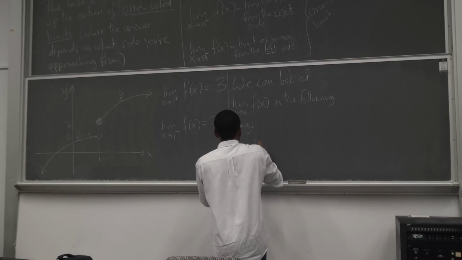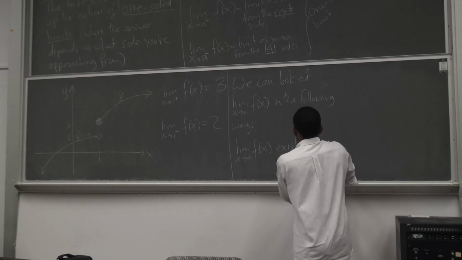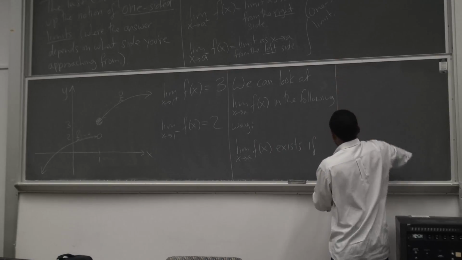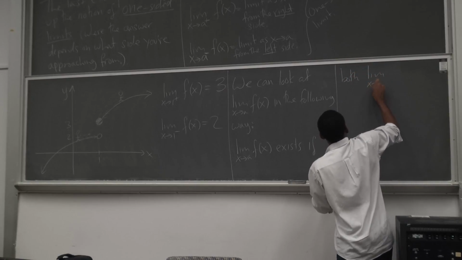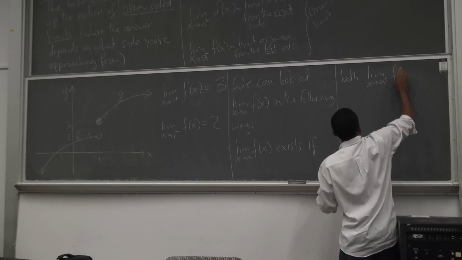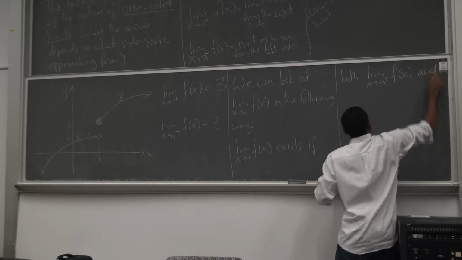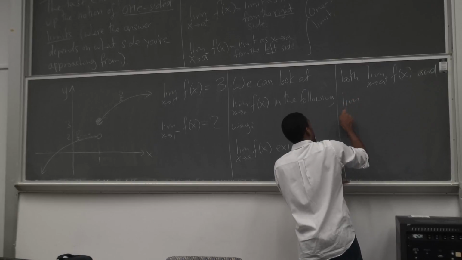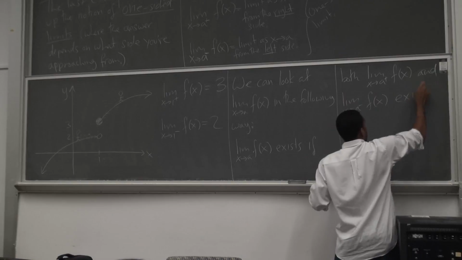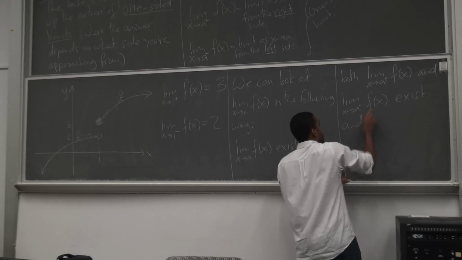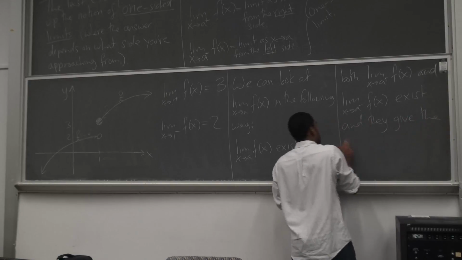The limit as x approaches a of f of x exists if both the limit as x approaches a from the right of f of x exists, and the limit as x approaches a from the left exists, and they have the same value.